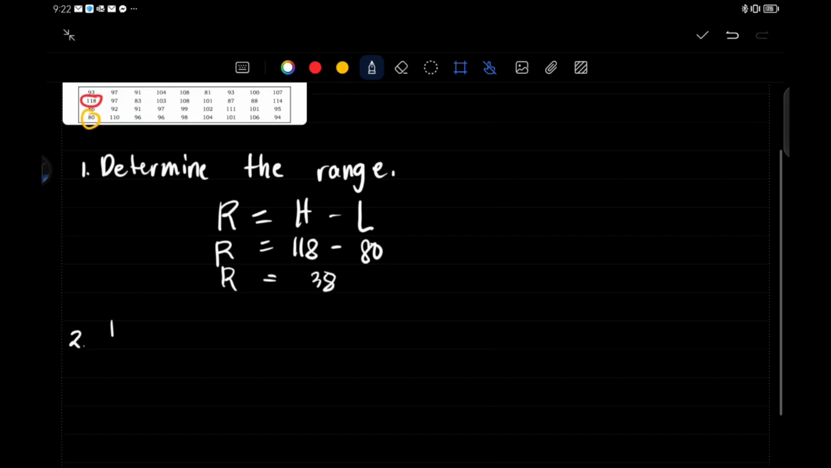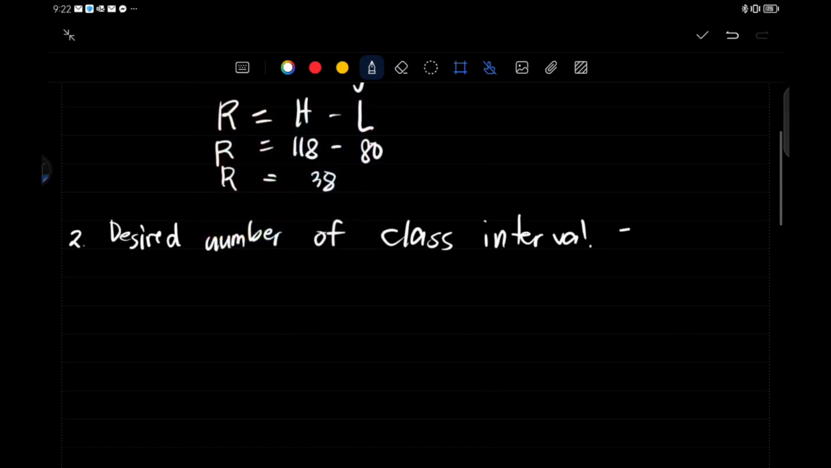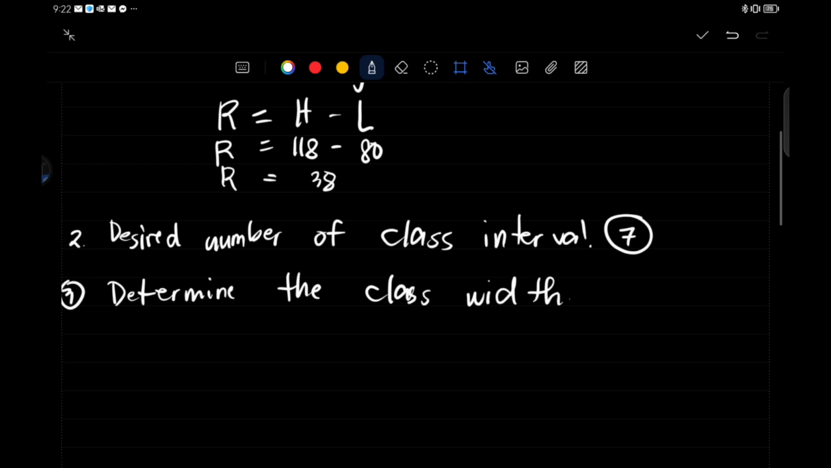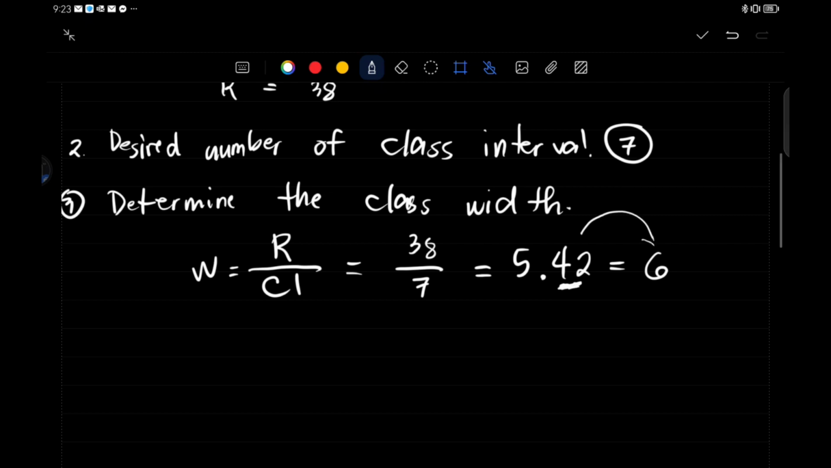Step number 2, desired number of class intervals. As we can see on the problem, it is instructed that we are going to use 7 as our class interval. So the answer here is 7. Step number 3, determine the class width. We have the formula W equals range divided by class interval. So this is 38 over 7. The answer is 5.42. Now, in rounding, even if the digit after the decimal point is less than 5, we need to round this up to 6. If there is a decimal point, it is automatically rounded up.